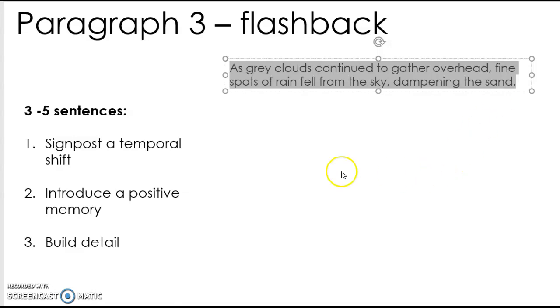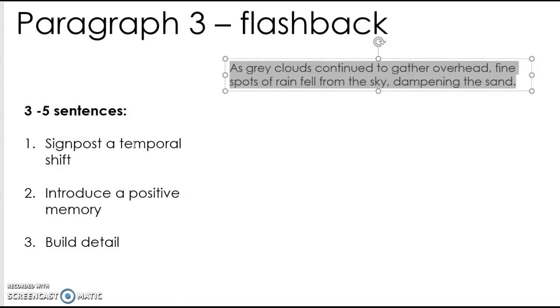So really, within this flashback paragraph, we want to do three things. We want to signpost a temporal shift. Temporal just means time. We want our reader to know we're going back in time. We don't want them to suddenly get really confused about why we're in the past. We want it to be a really positive paragraph. We want to capture the beauty of the memory. We want to build some descriptive detail. I don't have the sentence prompts for this one, because obviously we want to build that independence. But we've got three clear things we want to achieve.